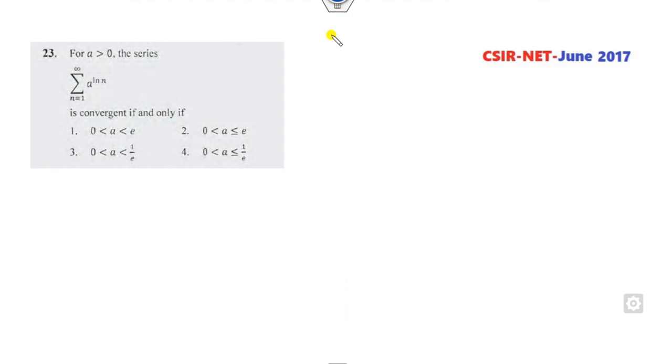Okay, next one, a series is given to you with ln of n here. Then you have to find the condition for convergence. So how can you check for convergence? Either you can start from a_(n+1) and check whether the ratio is less than 1, apply the ratio test, or the root test. But I will tell you a simple shortcut.